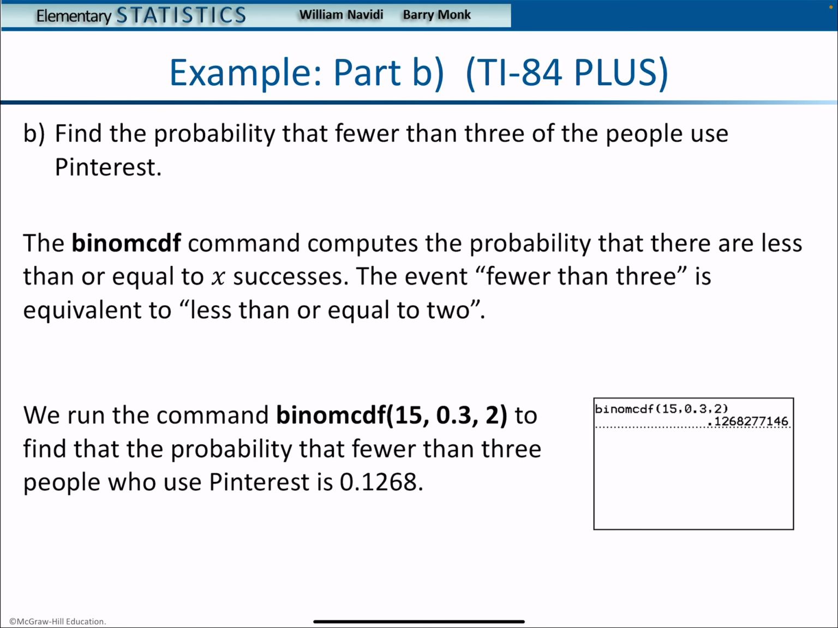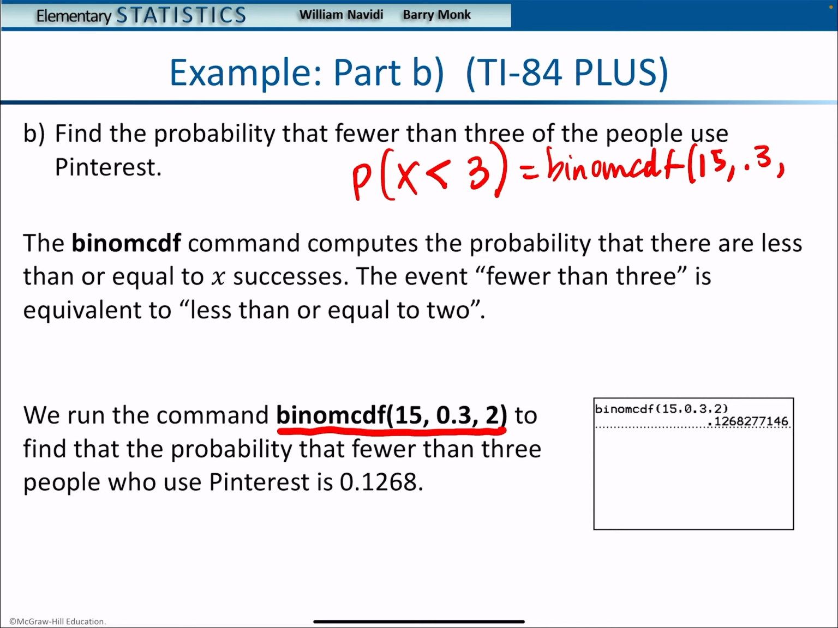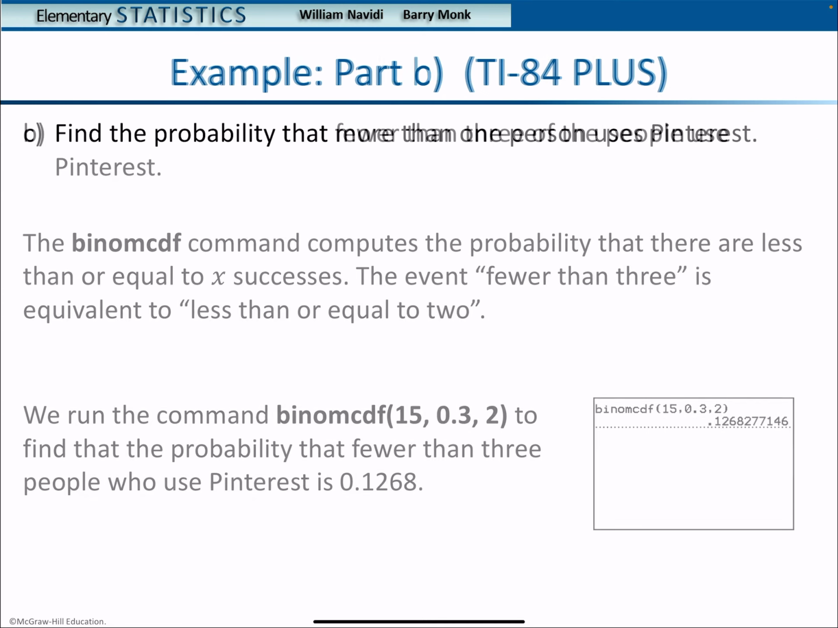So then fewer than 3, you would just use binom CDF, okay? So probability that x is fewer than 3. Remember, since it's fewer than 3, we would stop at 2. So that would be binom CDF, because that would be less than or equal to 2. So 15, 0.3, and then we have to make sure that this is 2. Why is it not 3? Because this represents the probability of x equal to 2, right? 0, 1, 2. So that's why. So that's what this is here, okay? And we get the same thing.